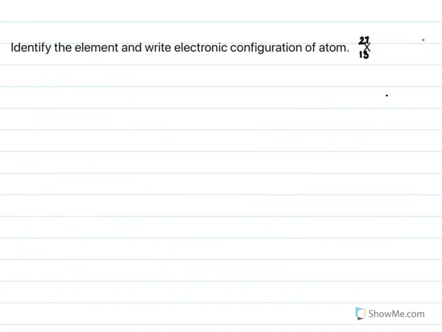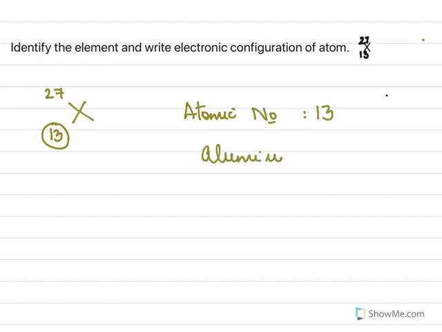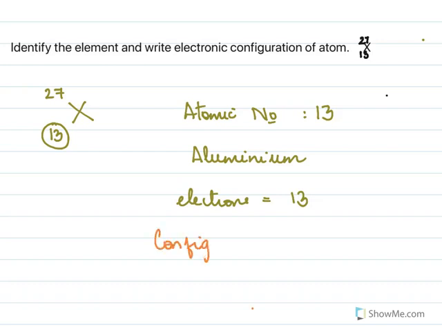Identify the element and write its electronic configuration. We have X with 27 and 13. Now this is important. Atomic number is 13, and aluminium has atomic number 13, so this is aluminium. So protons equal electrons, so electrons also will be 13, and configuration will be 2,8,3. Now if you want to know, valence electrons is 3, so valency will be 3.